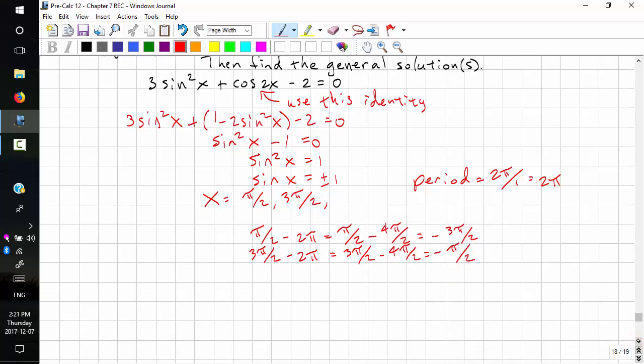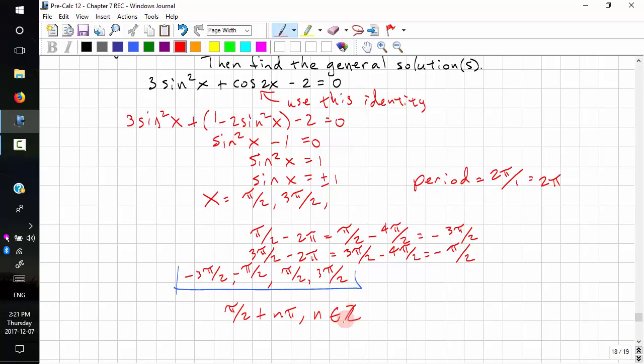We have 4 solutions. It's best to write them in increasing order and then box it. Negative 3 pi over 2, negative pi over 2, pi over 2, 3 pi over 2, and then we notice our spacing. And we say it's just pi over 2 plus n pi. And we do this because we notice that we have all the odd numbers times pi over 2.